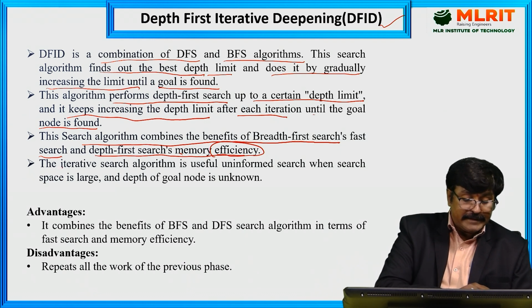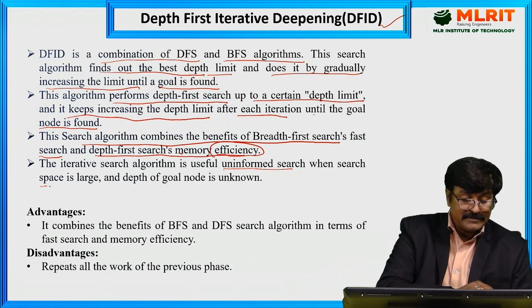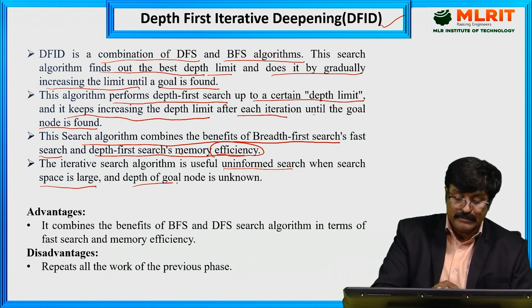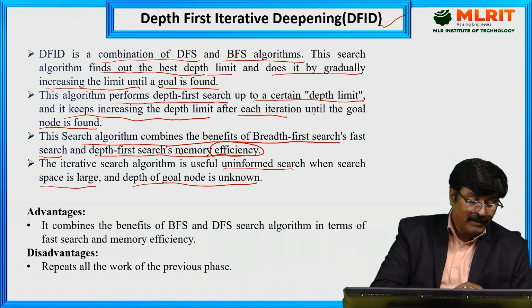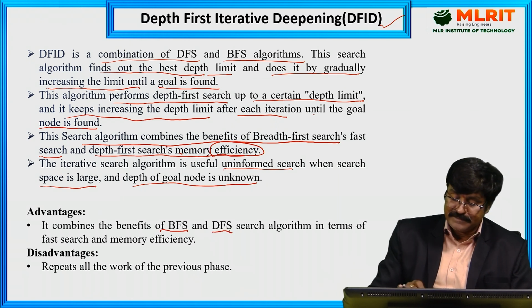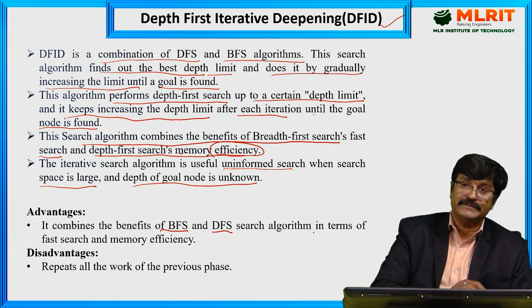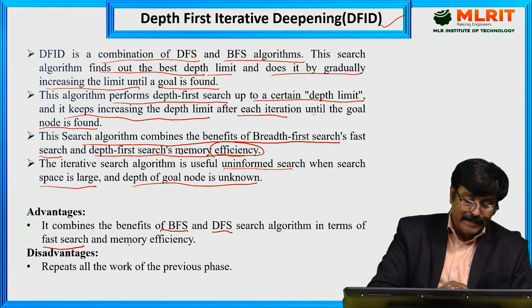What are the advantages in this case? The iterative deepening search algorithm is a useful uninformed search when the search space is large, and the depth of the goal node is unknown. In these cases you can use this algorithm. Advantages: it combines the benefits of both breadth first search and depth first search, in terms of fast search and memory efficiency. Both advantages are there.